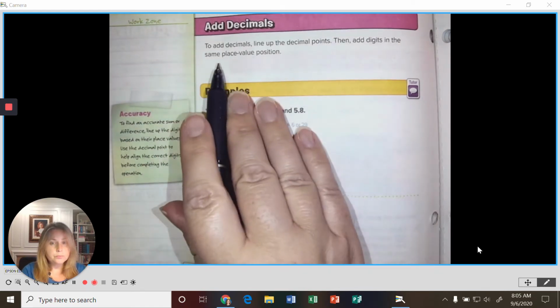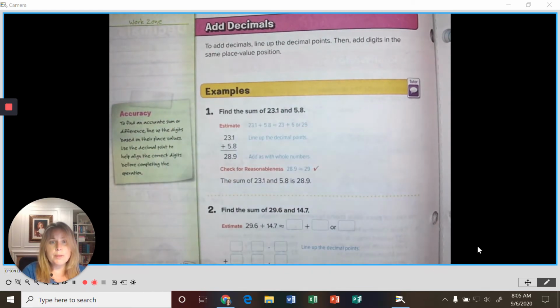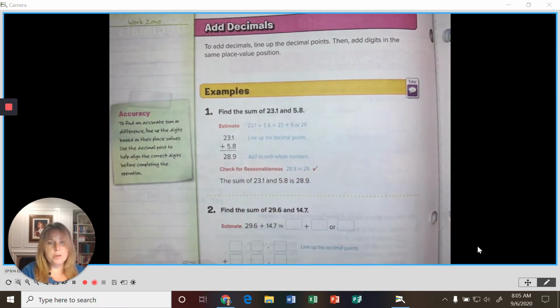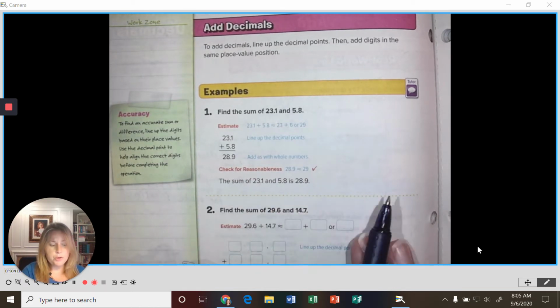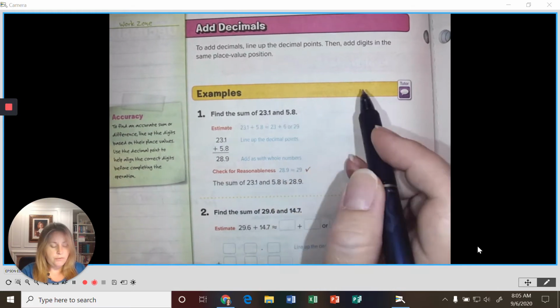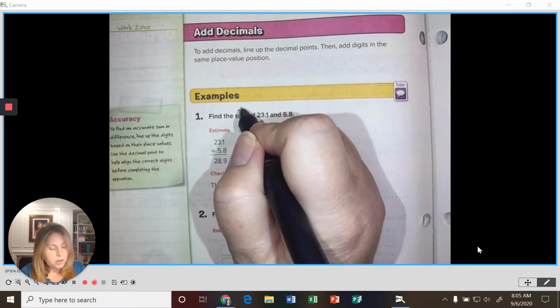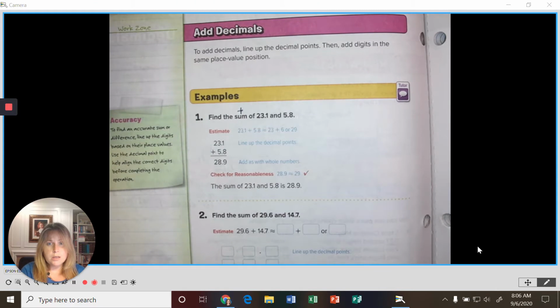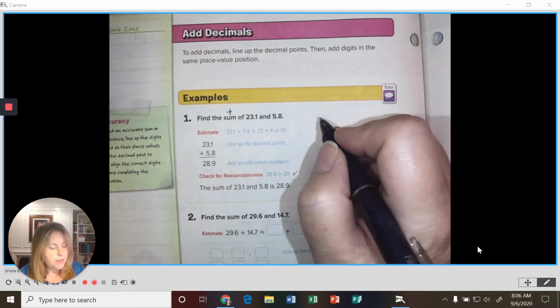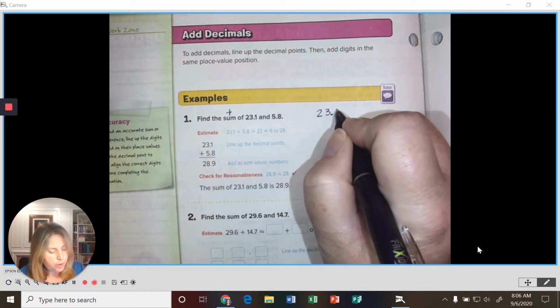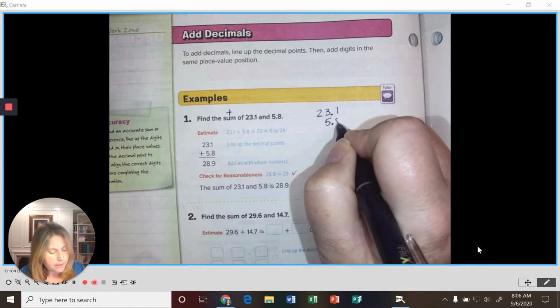So to add decimals, line up the decimal points, then add digits in the same place value position. So for example, I know this is all worked out for us here, but I'm going to go ahead and work through the problem with you. So we have 23.1 and we're adding 5.8. Sum is a mathematical term. It means it's the answer to an addition problem. So anytime we see the word sum, we're going to add. So we are being asked to find the sum of 23.1 and 5.8.